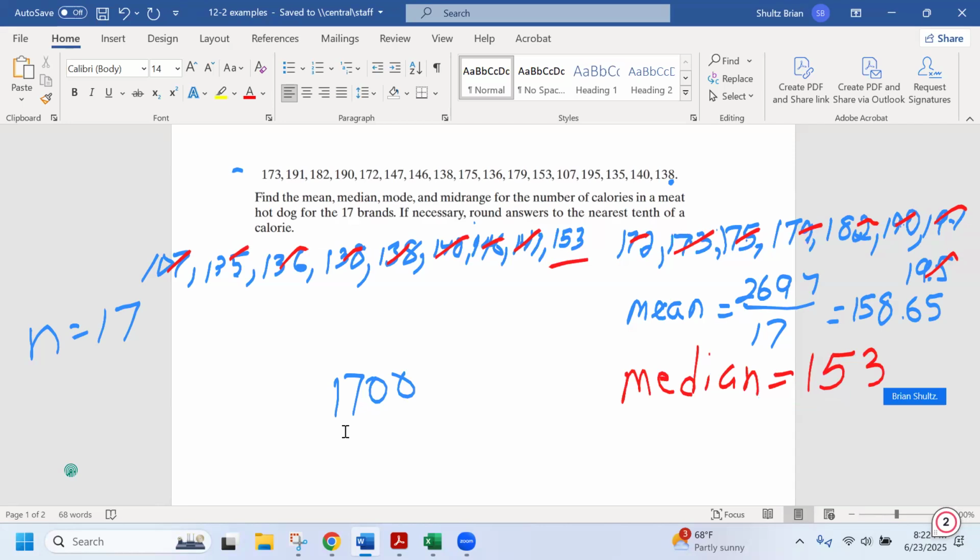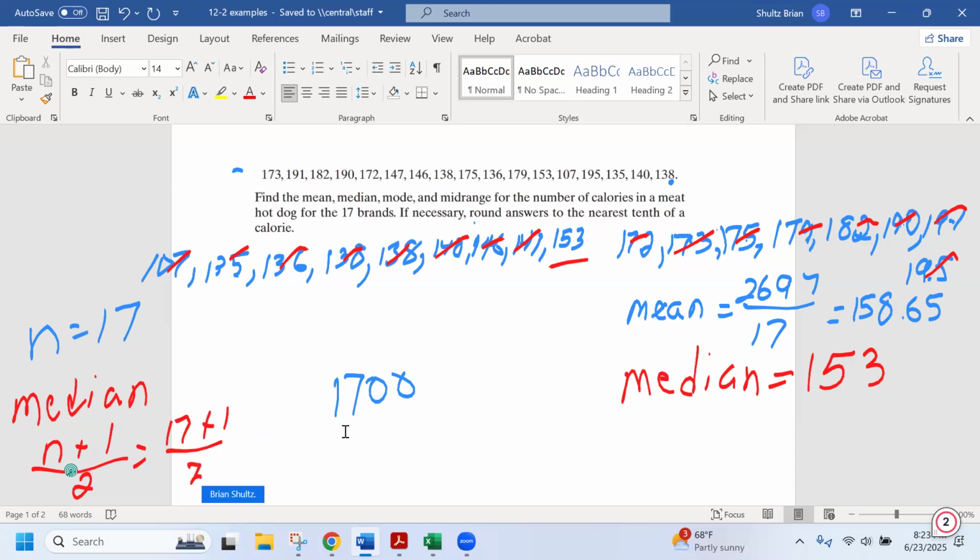Another way to do it is take the n plus 1 and divide it by 2, and that tells you what term it's going to be. 17 plus 1 divided by 2 is 18 divided by 2, which equals 9. It's the ninth term. 1, 2, 3, 4, 5, 6, 7, 8, 9. That's another way to find the median.